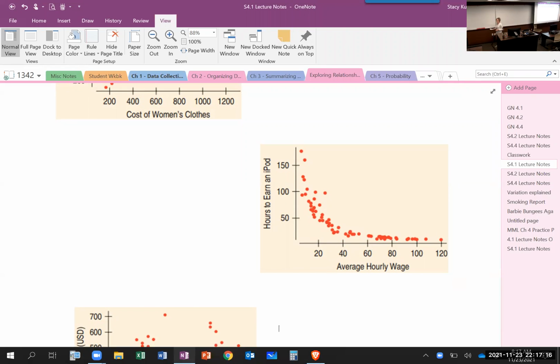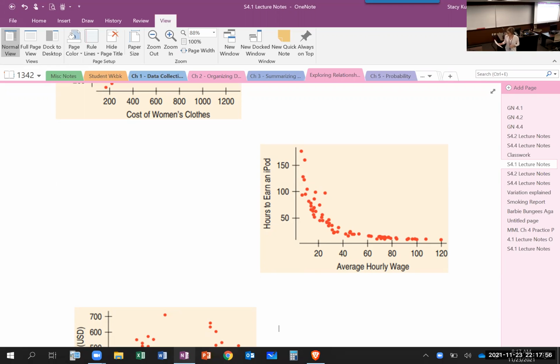Average hourly wage. Average hourly wage, right? If we're thinking about direction here, would this be a positive direction or a negative direction? It would be a negative direction. Is it linear or not? No, it's definitely got a curve to it, doesn't it? Okay, all right. How about its strength? Seems very strong to me, right? Because it's really kind of close in right there, all right?